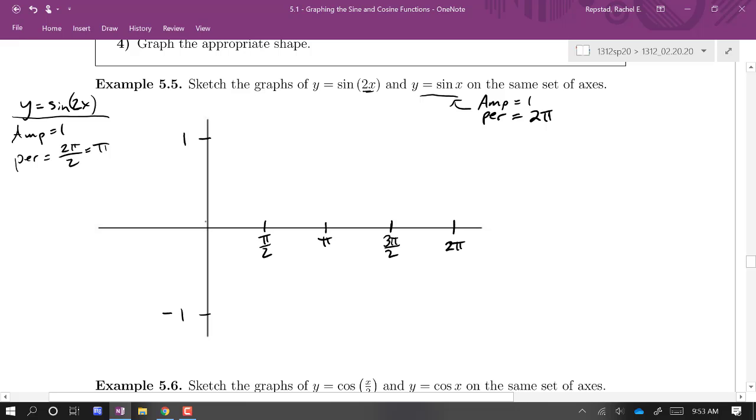Sine is the one that starts at 0, and it's not a negative sine, it's positive sine, so it starts at 0 and goes up. So at 0, pi over 2 it's at the top, at pi it's at 0. There we are.